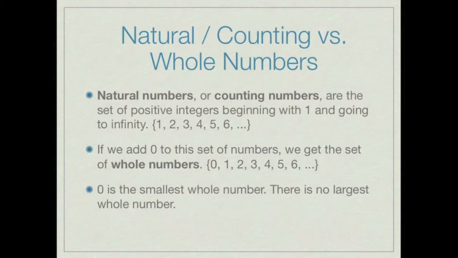If we add one number, 0, to this set, we get the set of whole numbers. So the set of whole numbers is just one number larger than the set of natural numbers. 0 is the smallest whole number, and obviously there's no largest whole number because it goes on to infinity.